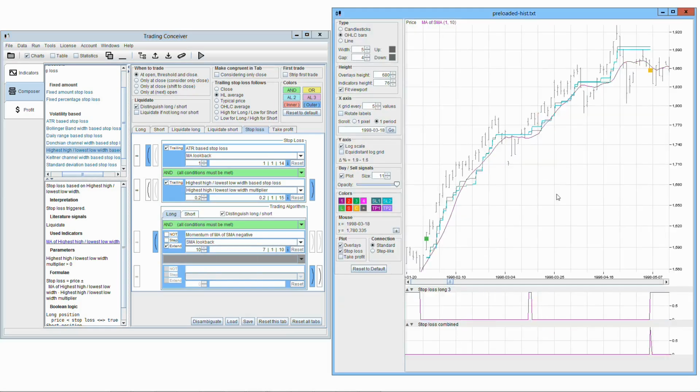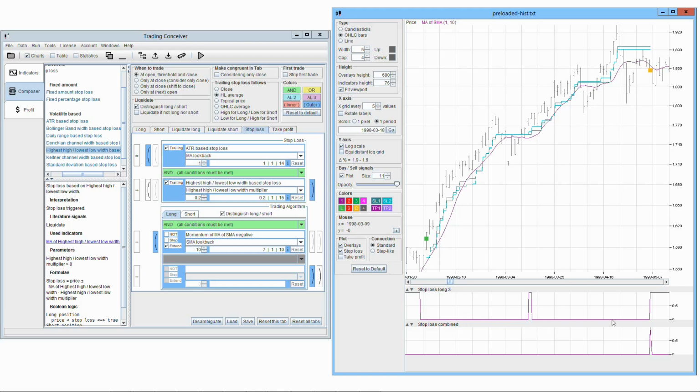In the example you can see that during the long position, both stop-loss levels are triggered in multiple points, where the price goes below both of them. And yet the tab combined doesn't give any signal because it is always zero, that is false. This is because the derivative of the SMA is not negative when the stop-losses are triggered, as clearly visible in the overlay and in stop-loss long 3.